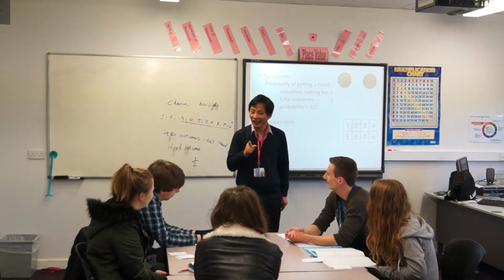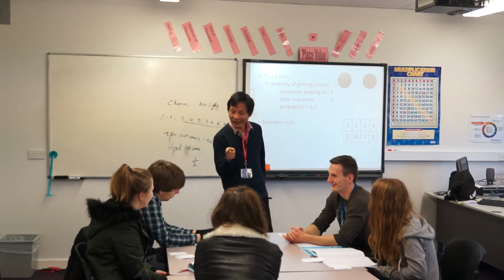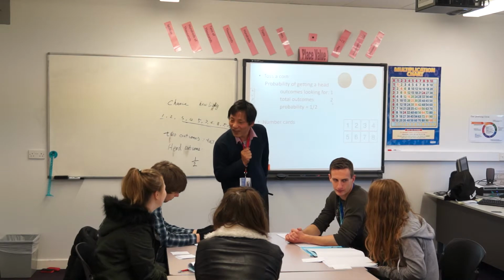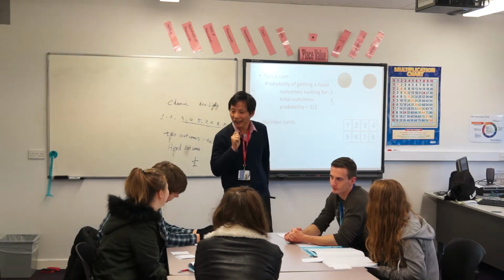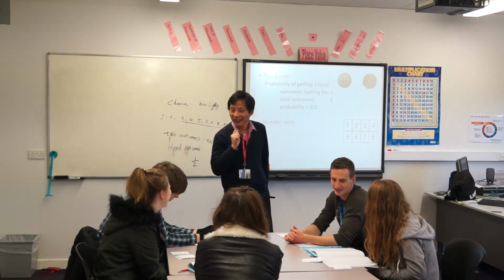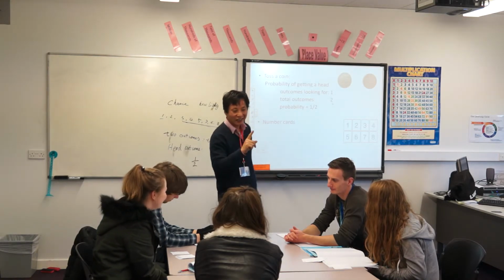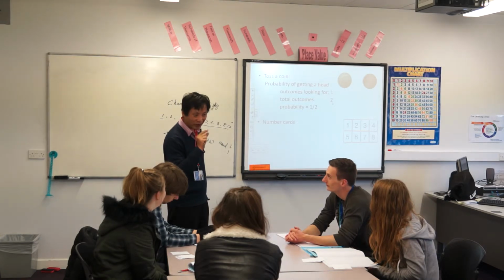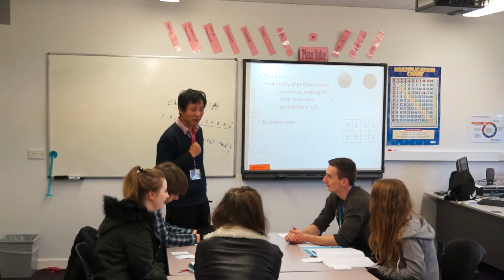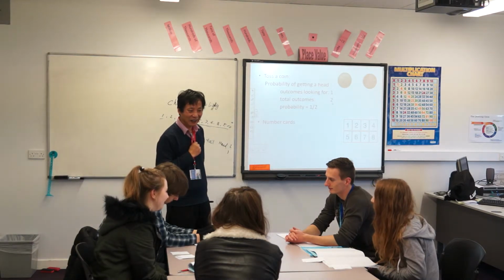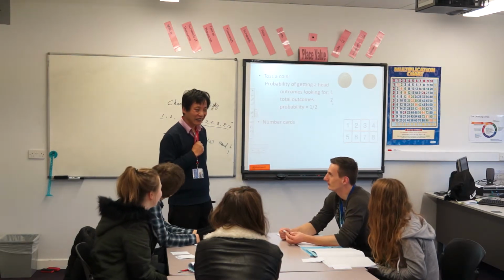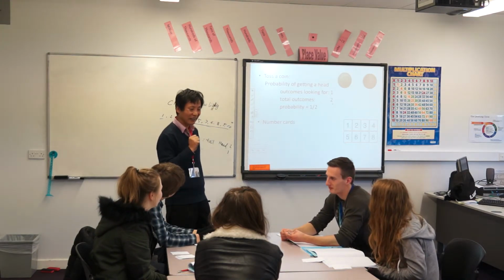Why? Would it be 1 out of 8? 1 out of 8. Yeah, why do you think it's 1 out of 8? Because there's only 1 seven. Oh, hang on. Is there 9 cards, so 1 out of 9? 8 cards. So 8. Yeah.